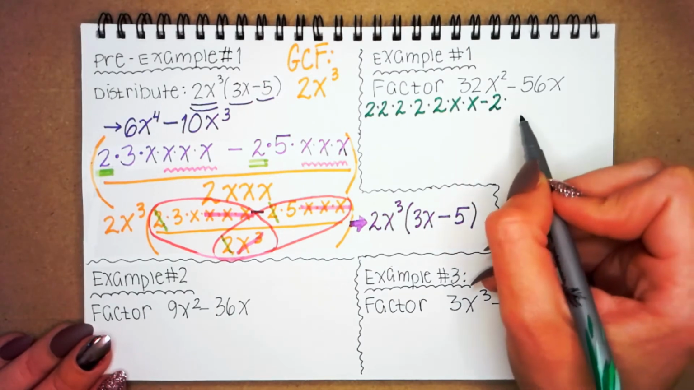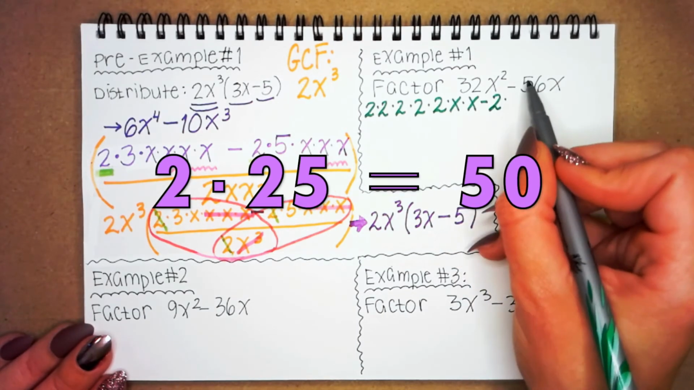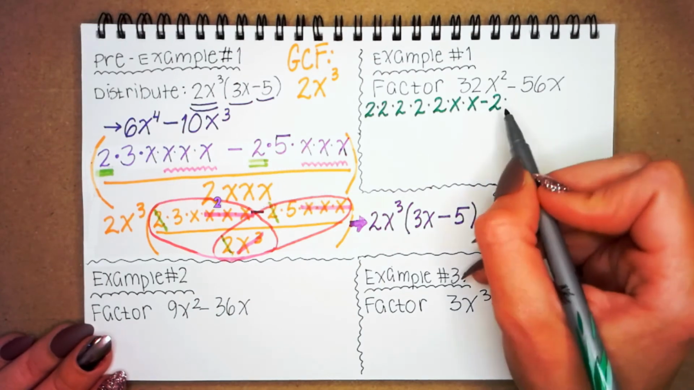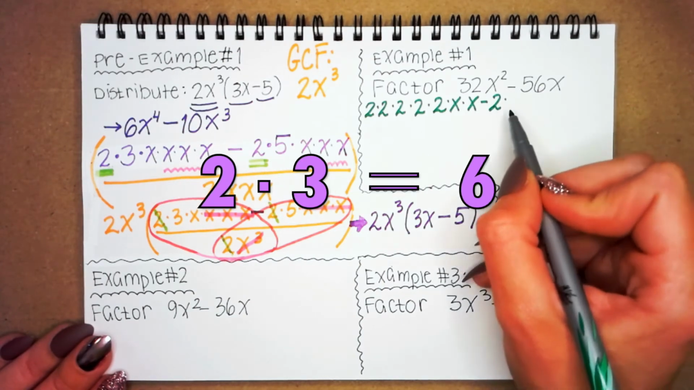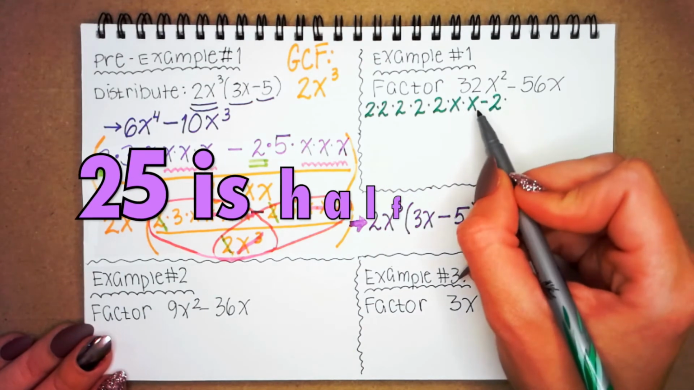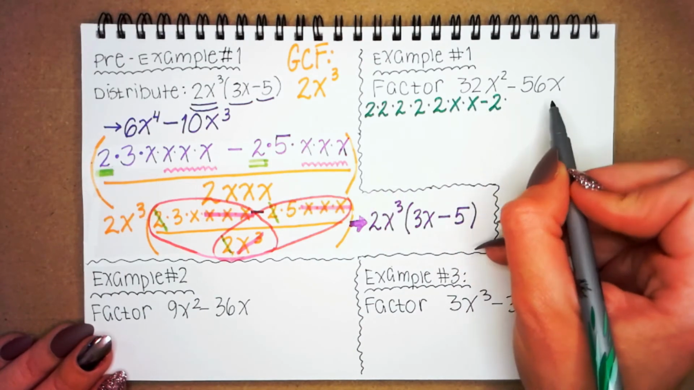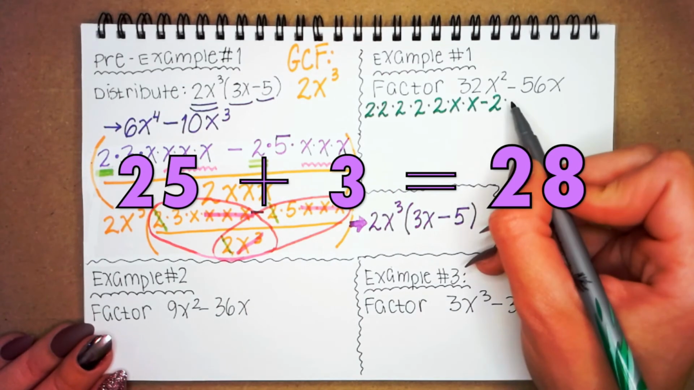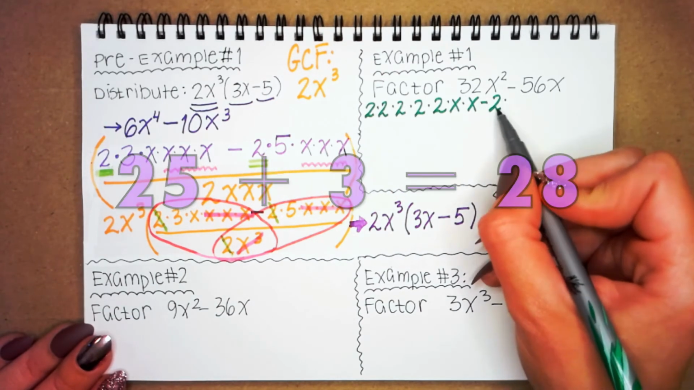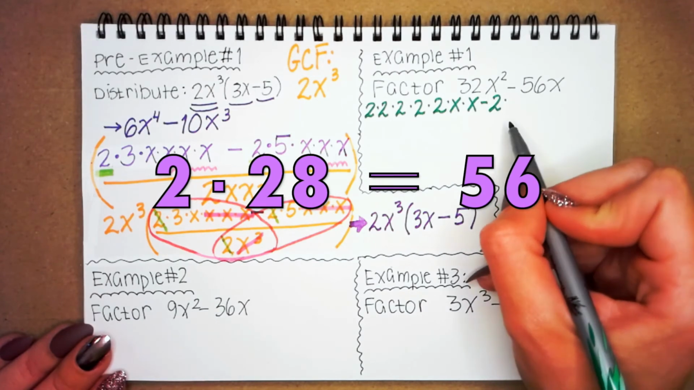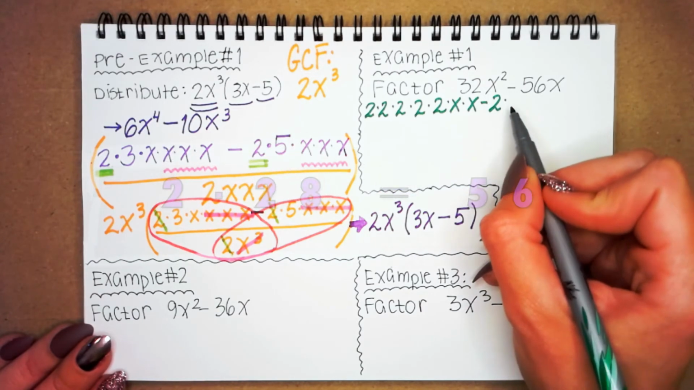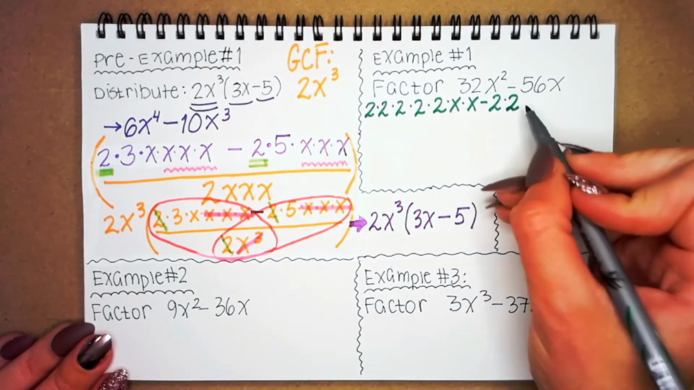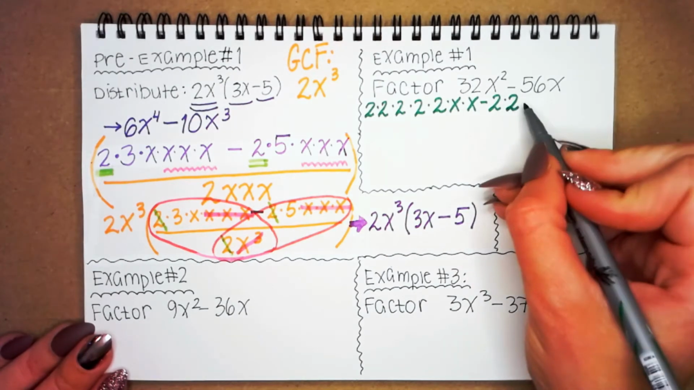2 times what? Well, 2 times 25 is 50, but I have 6 more. 2 times 3 is 6. So 25 is half of 50, and 3 is half of 6. 25 and 3 is 28. That means 2 times 28 is 56. But 28 is still even, so let's keep going. 28 would be 2 times what? This one you should know, it's 2 times 14.